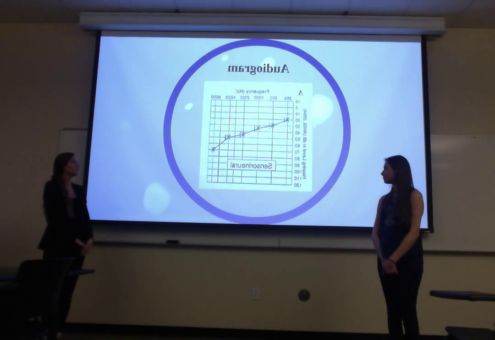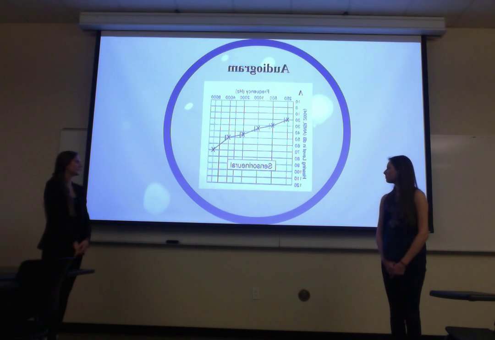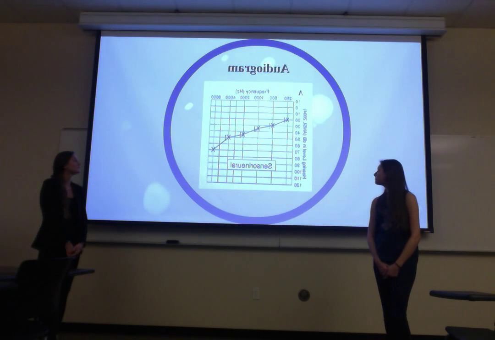Here is an example of an audiogram, and on this audiogram is sensorineural hearing loss, which is what we're focusing on. And this might look like an audiogram that our case study child might have. And as you can see, air and bone are touching in this audiogram.